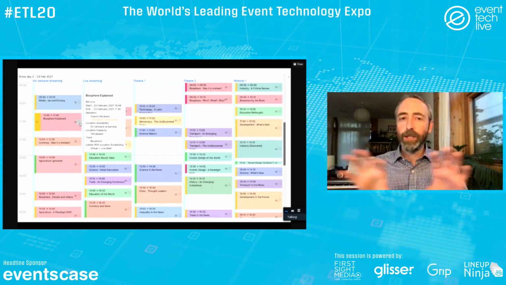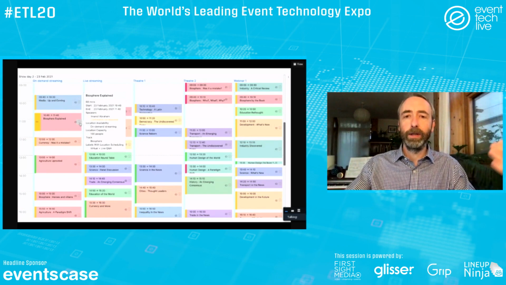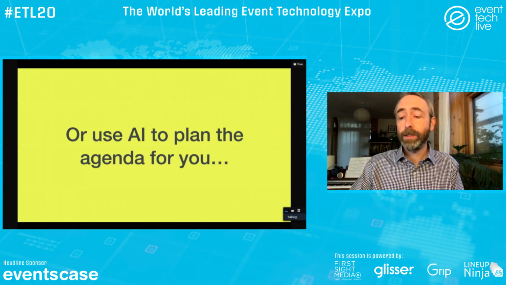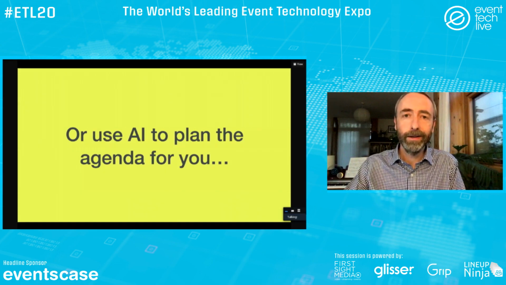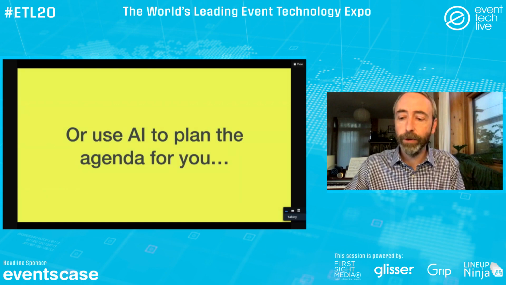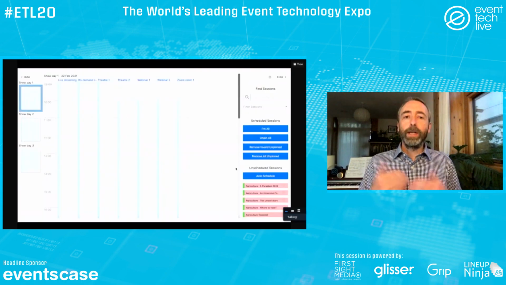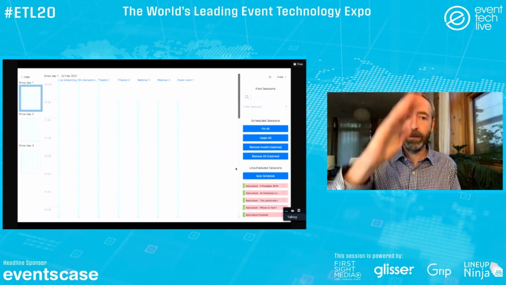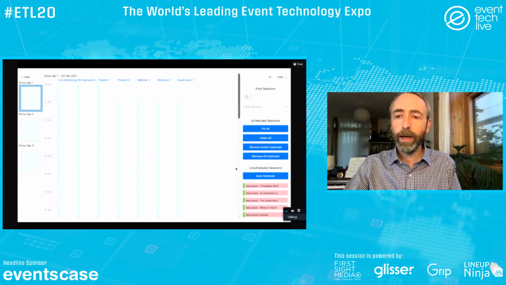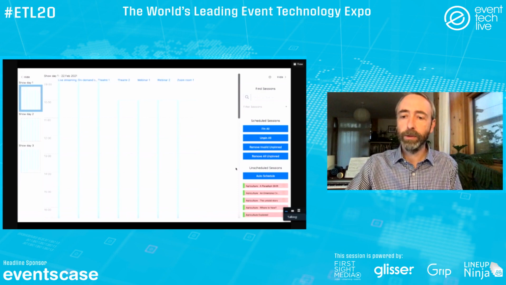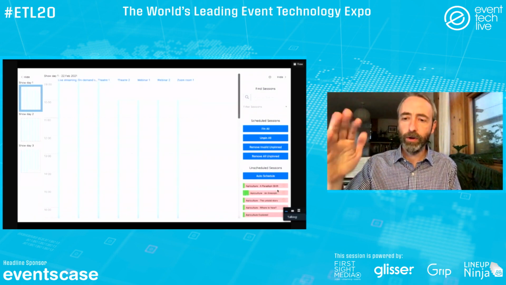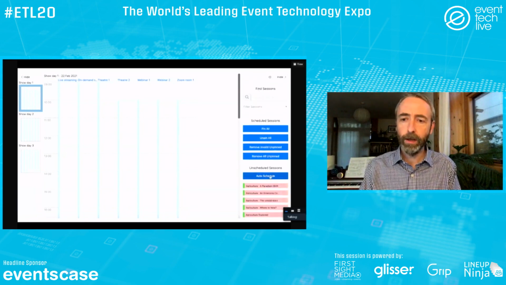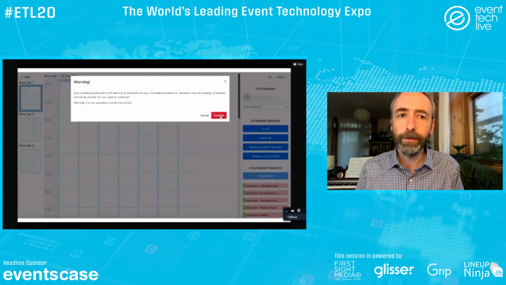So you manually move the sessions around and the AI works in the background and gives you feedback. Another way is to use the AI to plan your whole event agenda for you. In this case, again, we've got our locations in the columns and time going down the side. On the right-hand side, we've got our list of unscheduled sessions. We can scroll down and see it's quite a big event. There are actually 180 sessions here. We're going to click this auto schedule button.